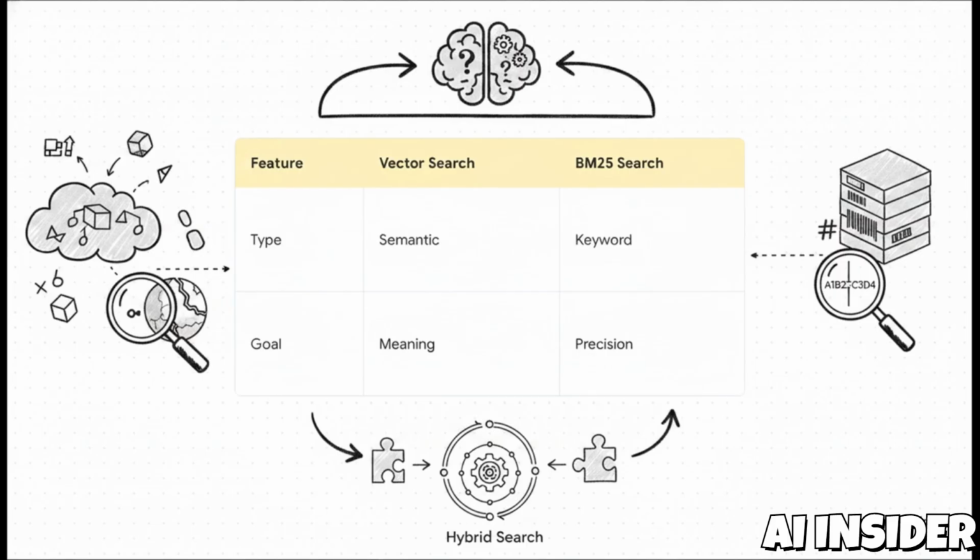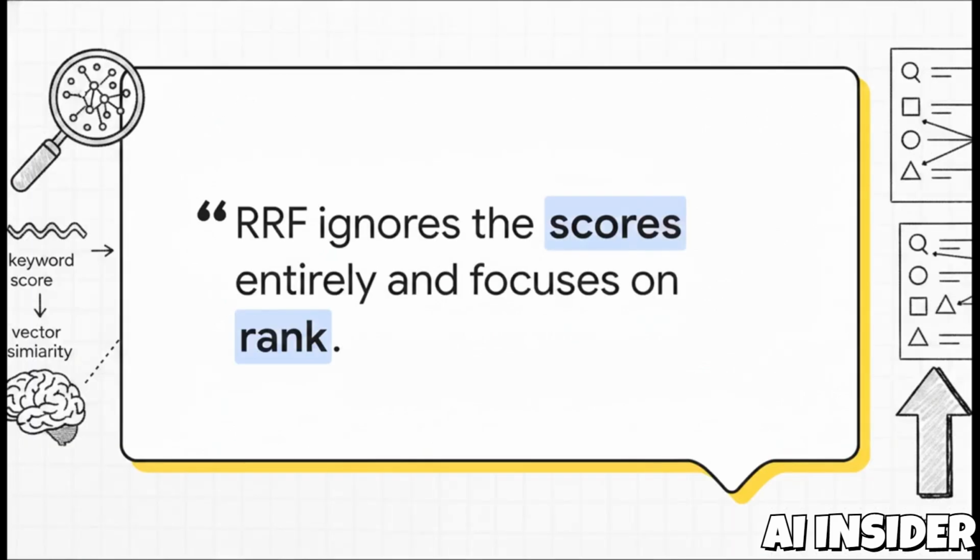And the thing is, each has blind spots. Vector search might understand your intent perfectly, but totally miss a specific part number. Keyword search finds that exact part number, but completely misses the broader context. That is exactly why modern systems use hybrid search, which combines both. But wait, how do you actually combine a vector similarity score of, say, 0.85 with a keyword score of 12.4? It's like mixing apples and oranges.